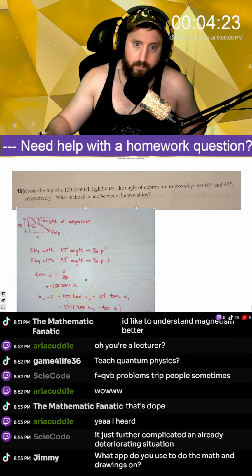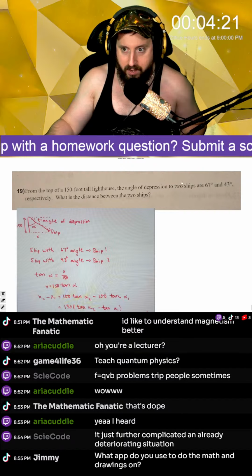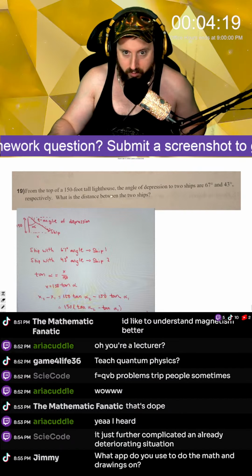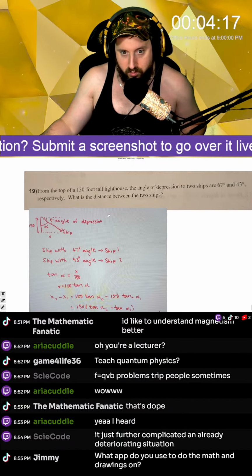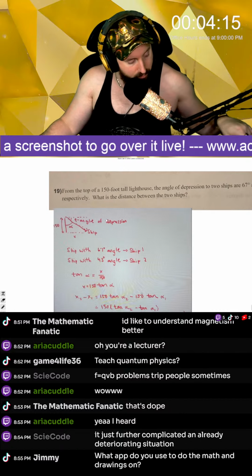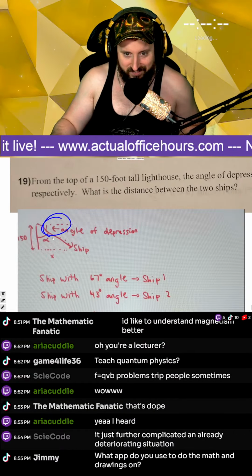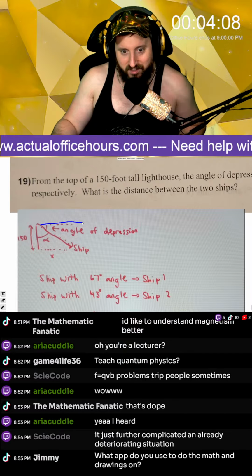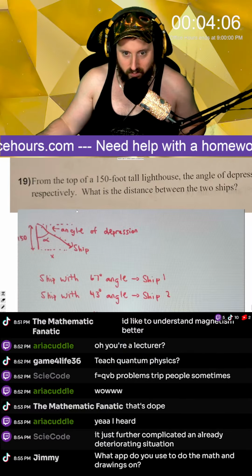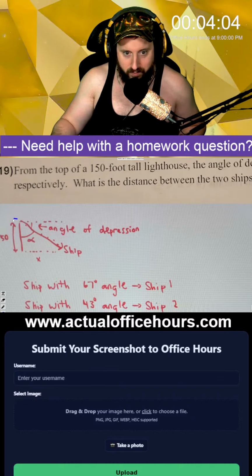Okay, let's see. From the top of a 150-foot lighthouse, the angles of depression of two ships are 67 and 43 degrees respectively. What is the distance between the two ships? Angle of depression. You done messed up, Arya! Is this the angle, right? Yeah. So there's two ways you can do it, right? And you know the height here is 150.